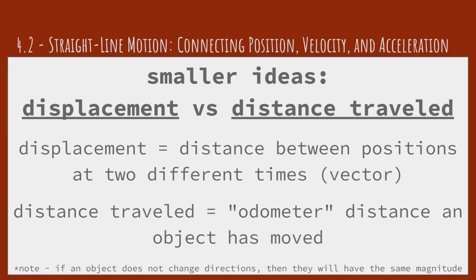I do want to point out that these are often different, but if an object does not change directions, they're the same. So if we drive 1.5 miles in one direction, our displacement is 1.5 miles and our distance traveled is 1.5 miles. Once we change directions, then we have to look at the distance traveled as displacement between points where we change directions. So we can think of distance traveled as our displacement in one direction plus our displacement in the other direction, and thinking of it as a magnitude or an absolute value.